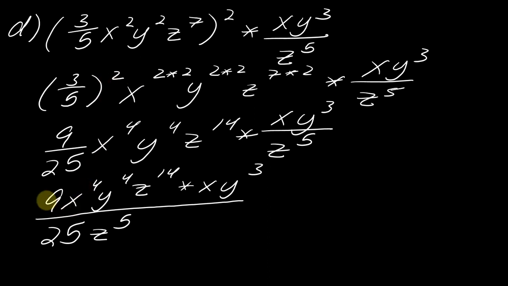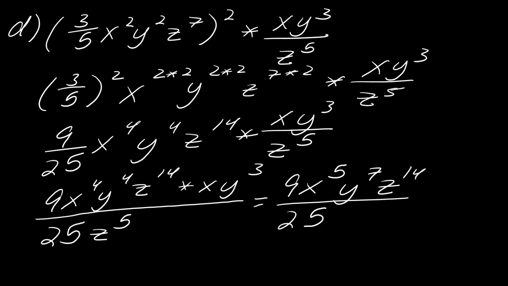So I like doing this because this helps me to organize what I need to do next. So now that all of this stuff is in the top, I can see that I can add the x's and the y's together. So let me do that. And I don't want to do too much too fast. So this is going to be 9x. So this 4 plus this 1 will be x to the 5th. And then this will be y to the 7th because I'm taking the 4 and the 3. And now I'm just left with this z to the 14th over 25 z to the 5th.